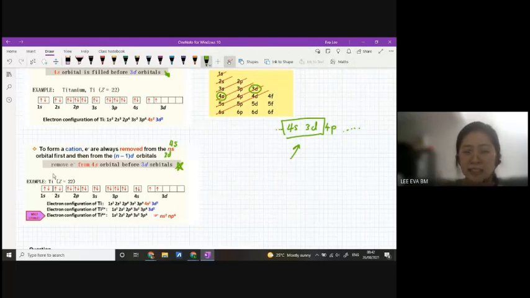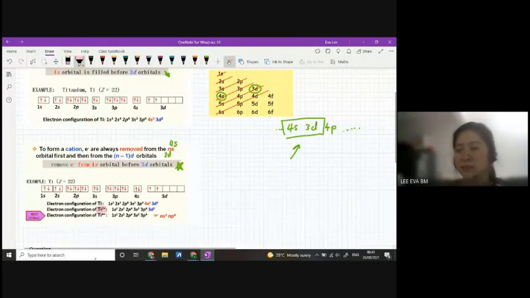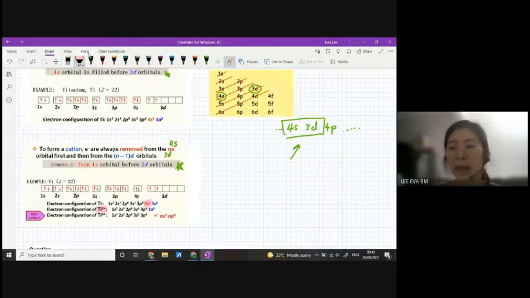Okay, so let's look at the same example, titanium. Just now we filled in 4s2, 3d2. Now if I want to make titanium 2 plus, we need to remove 2 electrons. So the first electron will come from the 4s. Nah, jadi Ti2+, kita kena keluarkan 2 elektron. So, first electron from 4s, second electron also from 4s. So, you will achieve this electronic configuration: 1s2, 2s2, 2p6, 3s2, 3p6, and 3d2. Okay? Now no more electrons in the 4s, so we don't have to write it.